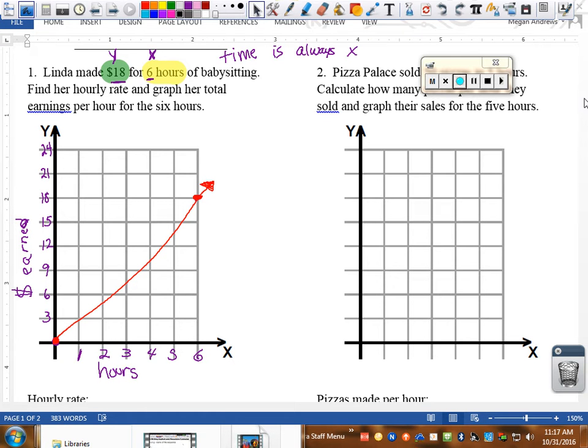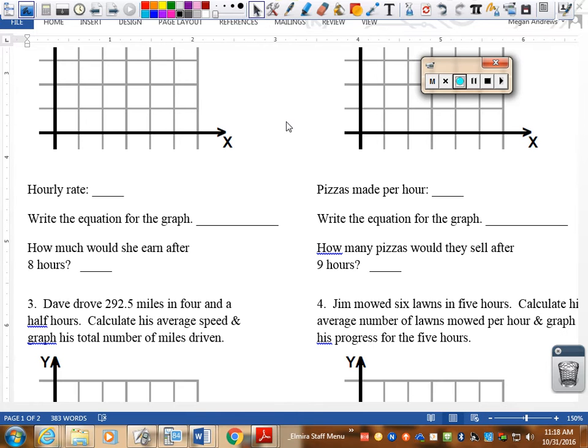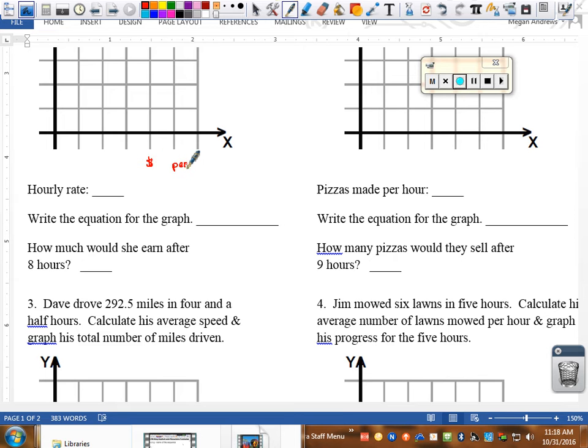Again, if you need to pause this at any time, just hit pause. Okay, so hourly rate. How much did she get paid per hour? Well, that paid per hour kind of tells you what you're going to do. So money per hour. I apologize for that. You probably just heard a notification come through, super loud. $18 per means divide, hours 6. So her hourly rate is $3 per hour.